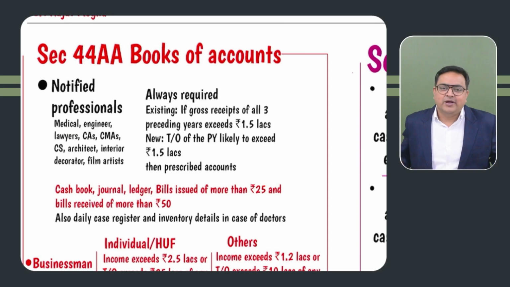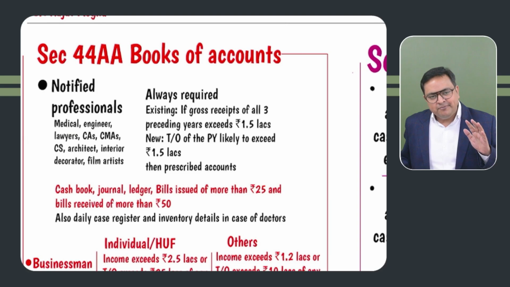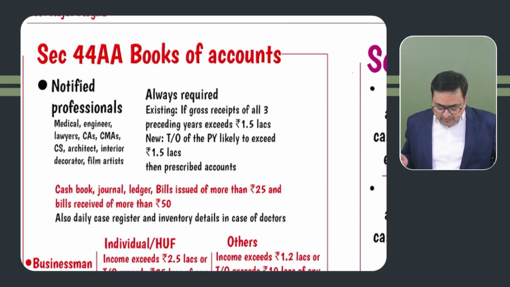These are the people who are required to maintain the books of accounts, provided that if their gross receipts of the last 3 years exceed 1.5 lakh in all the 3 years, they are required to maintain prescribed books of accounts. So what are prescribed books of accounts? Cash book, general ledger. These are the prescribed books of accounts.